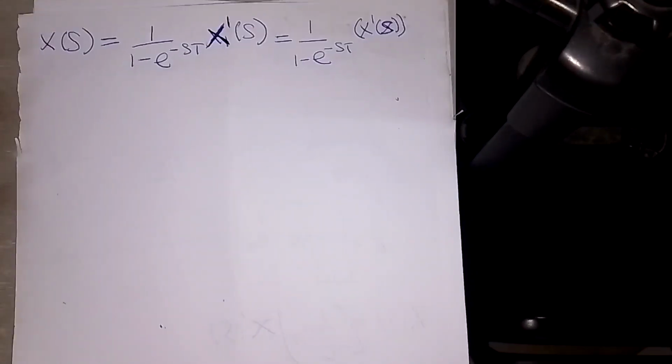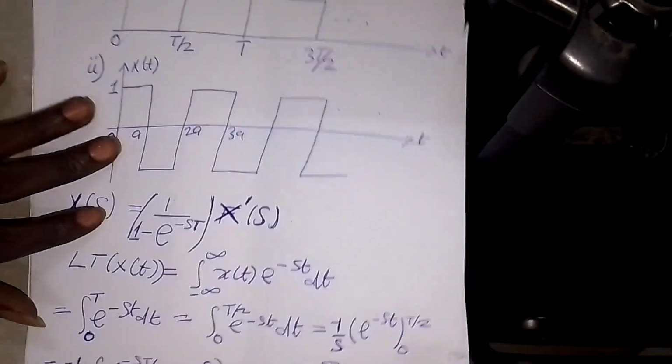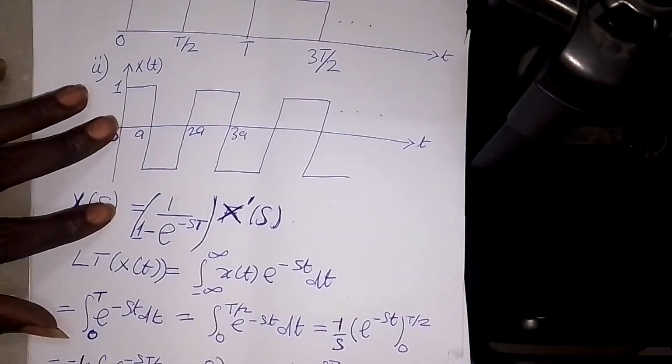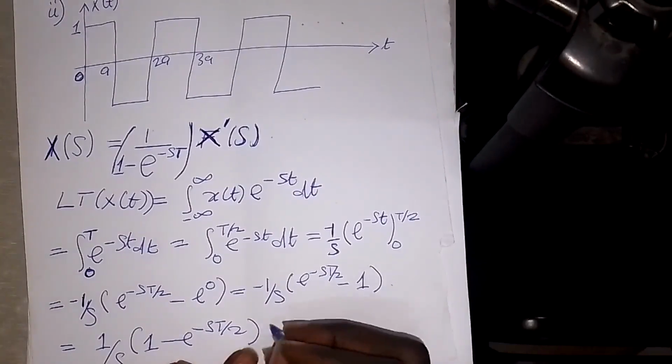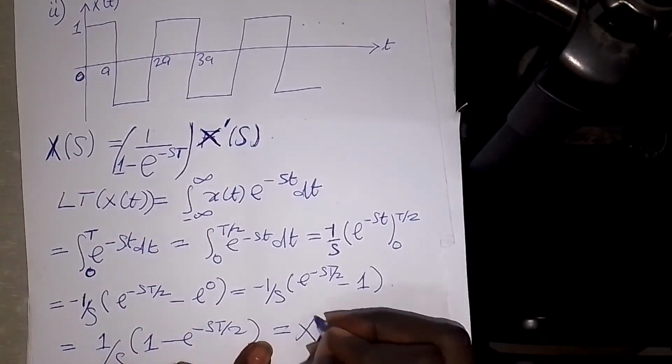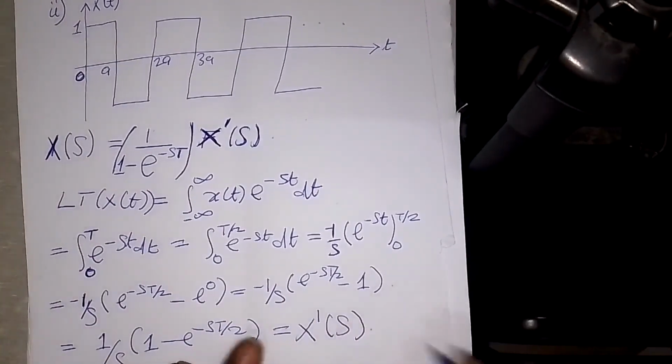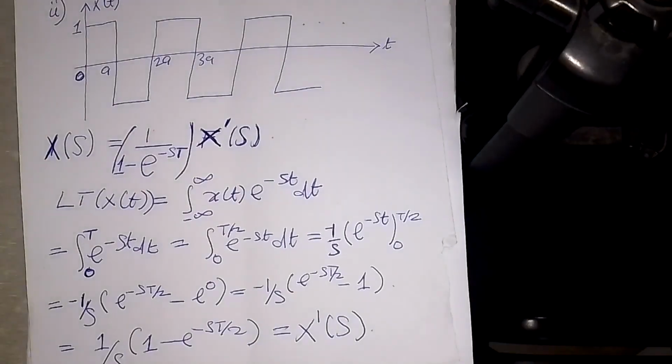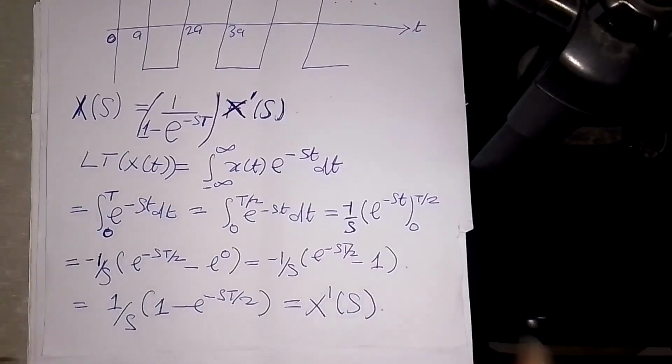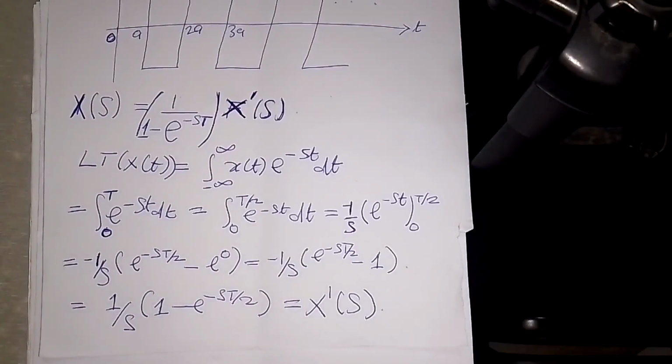I think this is the formula that I gave earlier on. So basically what I have here is x prime of s, and what I have here is s prime of s. That is what I have here.